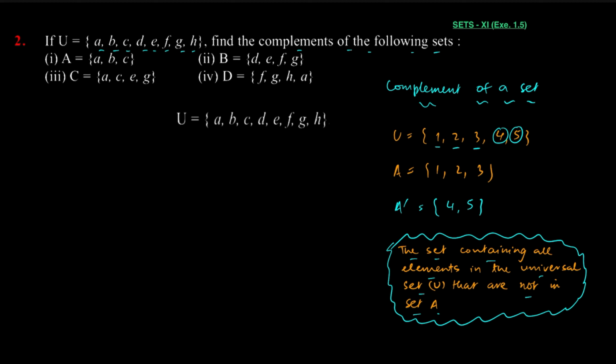Part number next. We are given a set D with elements as F, G, H and E. Now we need to find D complement. So the elements of D are F, G, H, A. The remaining elements B, C, D, E will be the elements of the D complement. So here the elements will be B, C, D and E.